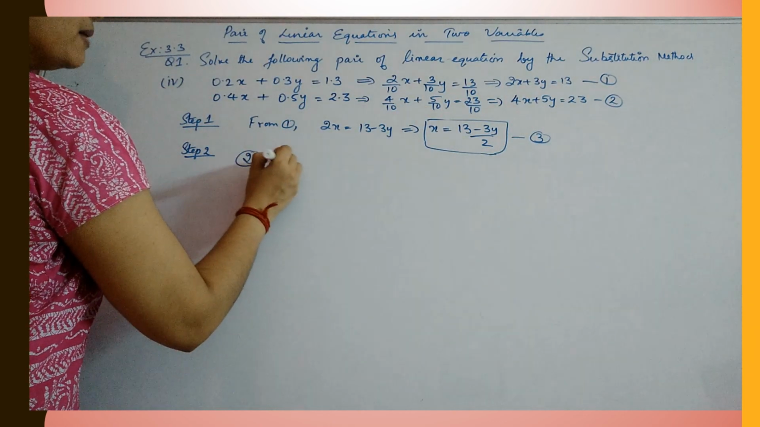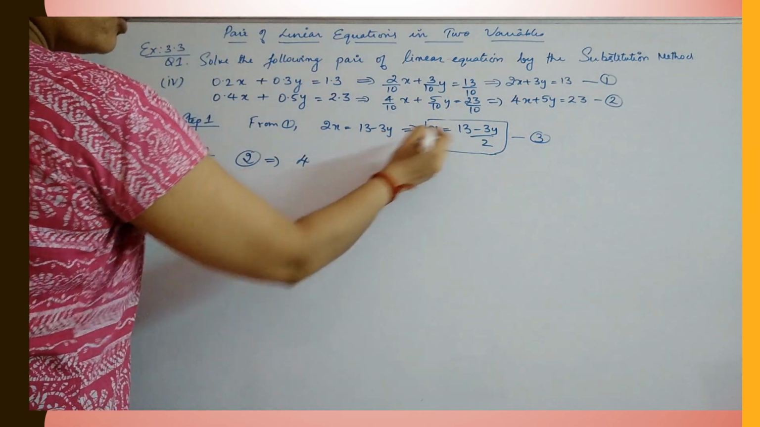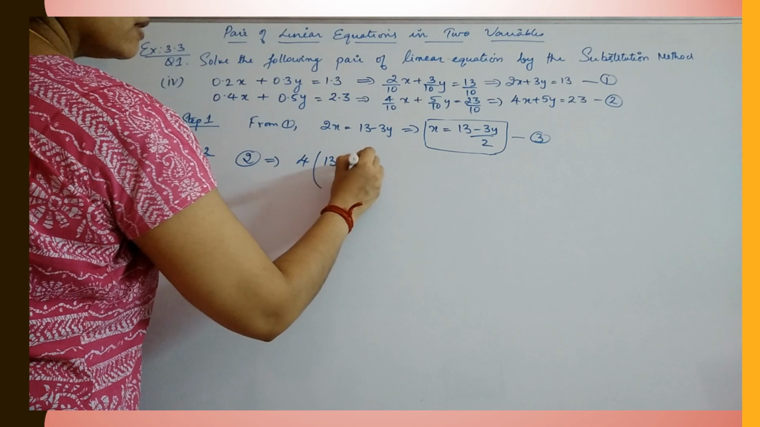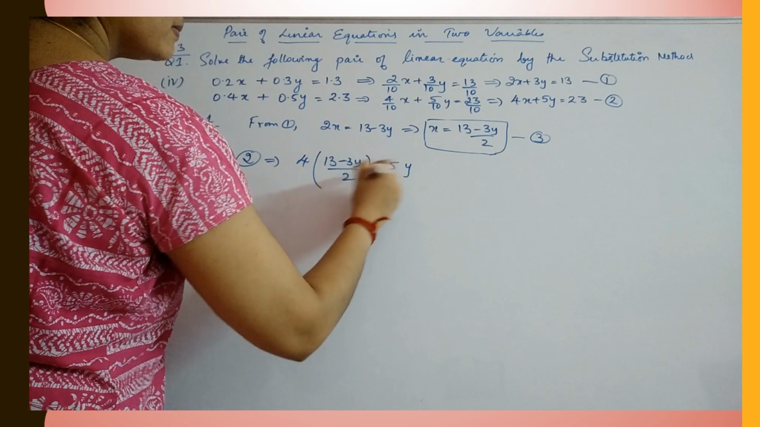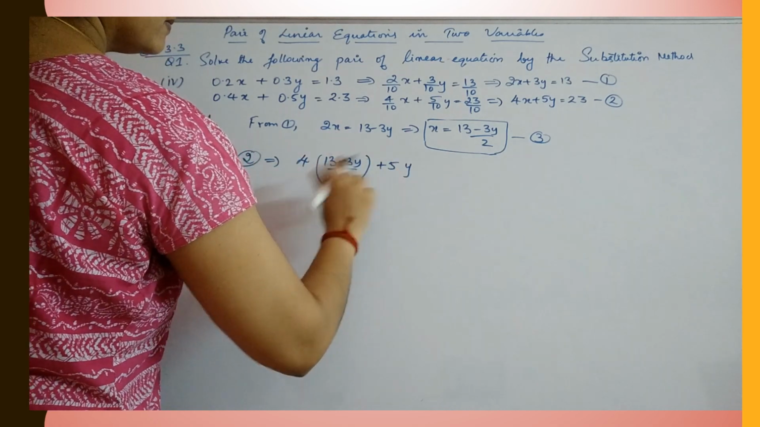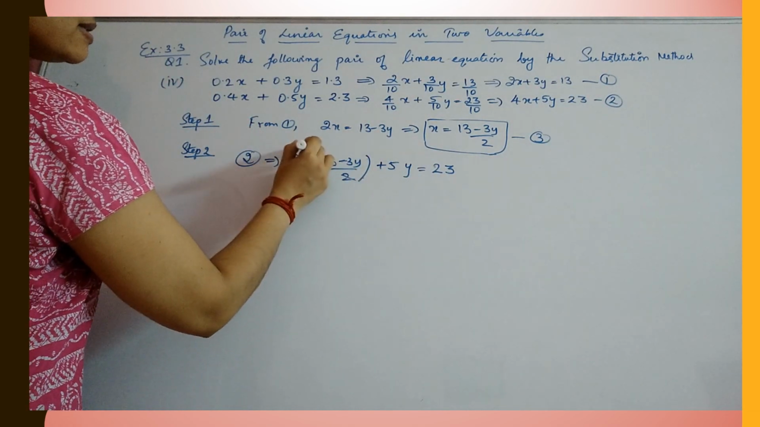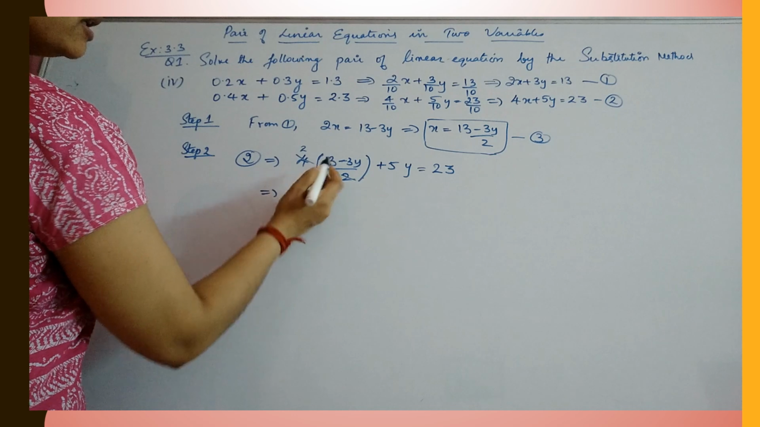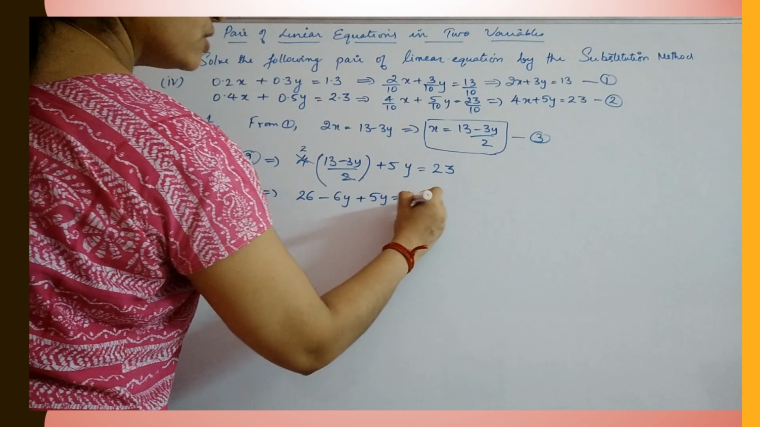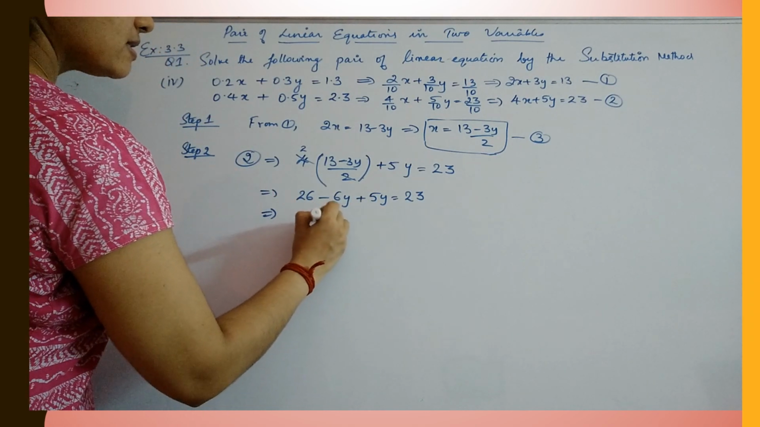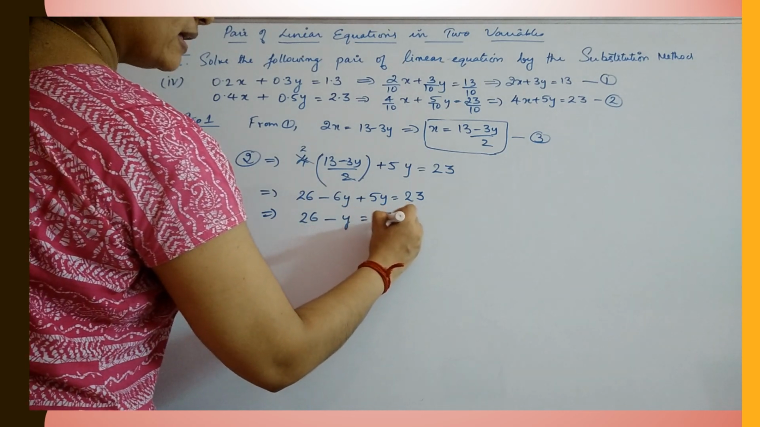So your second equation, it was actually 4x plus 5y equal to 23, we can write as 4 times (13 minus 3y) by 2, plus 5y is equal to 23. Now this can be cancelled. This is 2. So you are getting 2 into 13, which is 26, minus 6y plus 5y is equal to 23. That is 26 minus 6y plus 5y will give you minus y equal to 23.